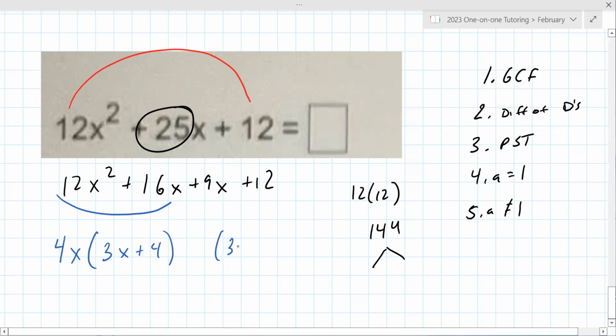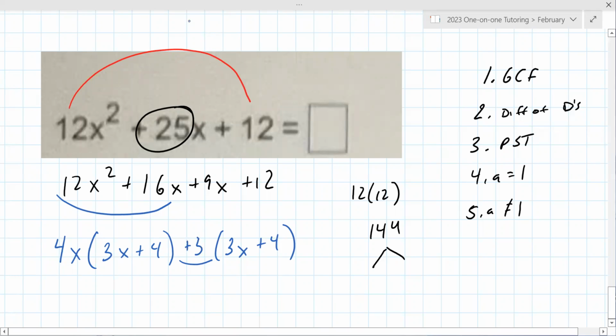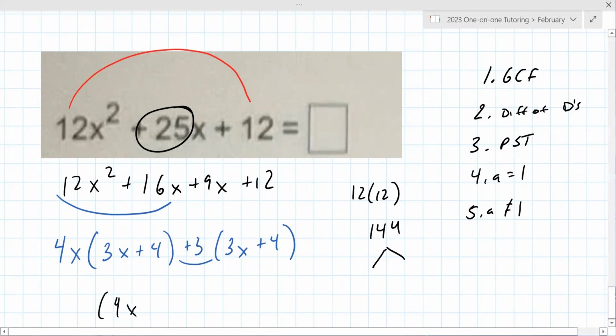And then you write that over here. Hopefully there's something that goes in between, plus your positive 3. Positive 3. So this becomes 4x plus 3 times 3x plus 4, or you could switch the order. Doesn't matter.